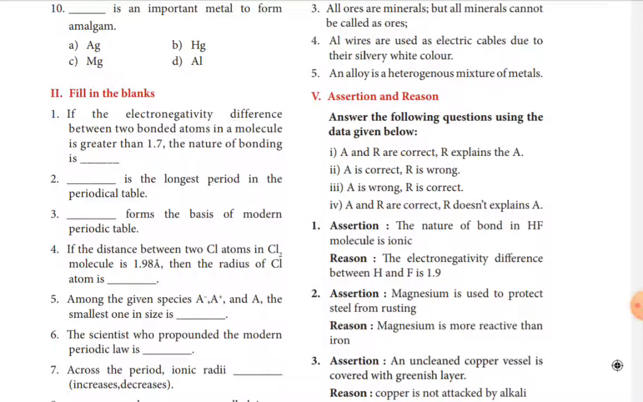That is correct. Then second one, assertion: magnesium is used to protect steel from rusting. Reason: magnesium is more reactive than iron. So this is also correct. So option 1, A and R are correct, R explains A. Magnesium is used as a sacrificial metal for the protection of steel from rusting because magnesium is more reactive than iron, which will not allow the iron to get corroded because of the carbon dioxide and water and moisture.